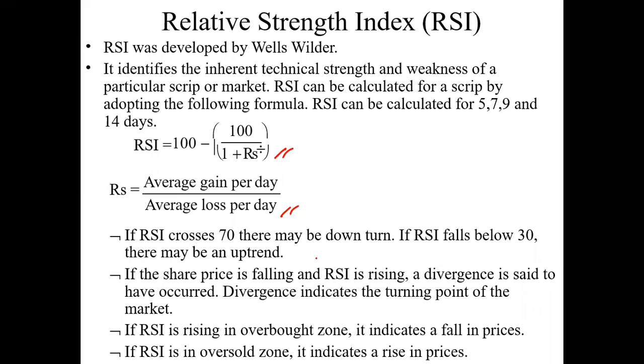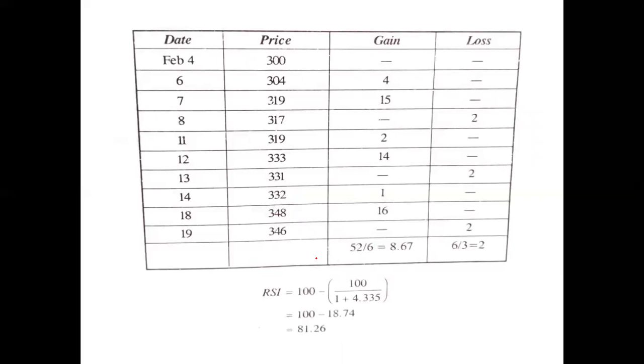You can see this also. If you see the problem, these are the dates we have, February 4 to 19, and these are the prices. If we see the first two, the price was 300 and the second was 304, so there is a gain of 4 rupees. Then for the next one the price goes up, and the gain was 15 rupees.